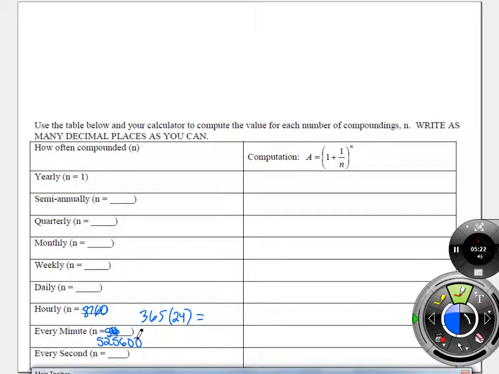Okay, did you just take your 8,760 and multiply it by 60? Yeah. Okay, good. And then if we wanted to do every second, we would multiply this by 60, okay? Which gives us, somebody help me. What does it give us? 525,600. Okay, you guys can confirm 31,536,000. Okay. So go ahead and do this calculation.